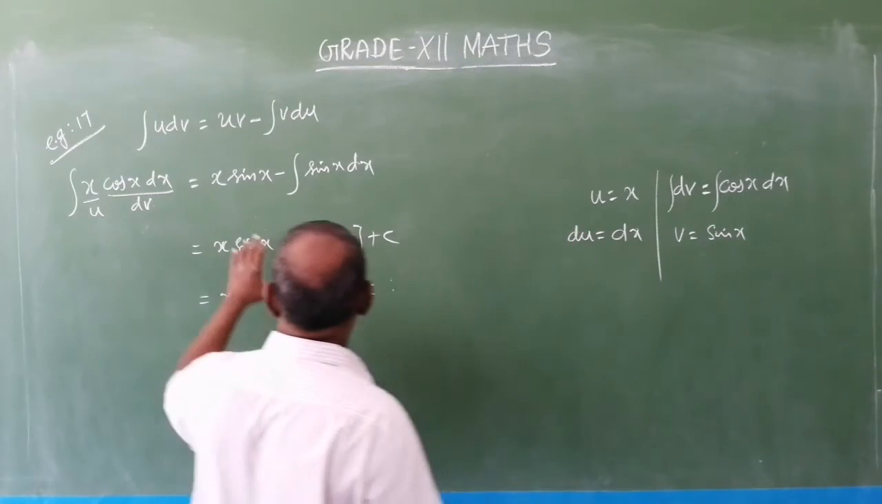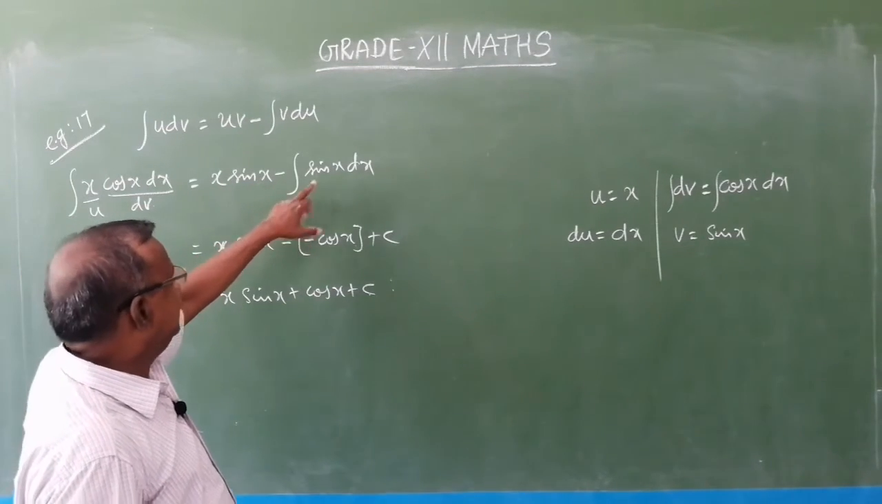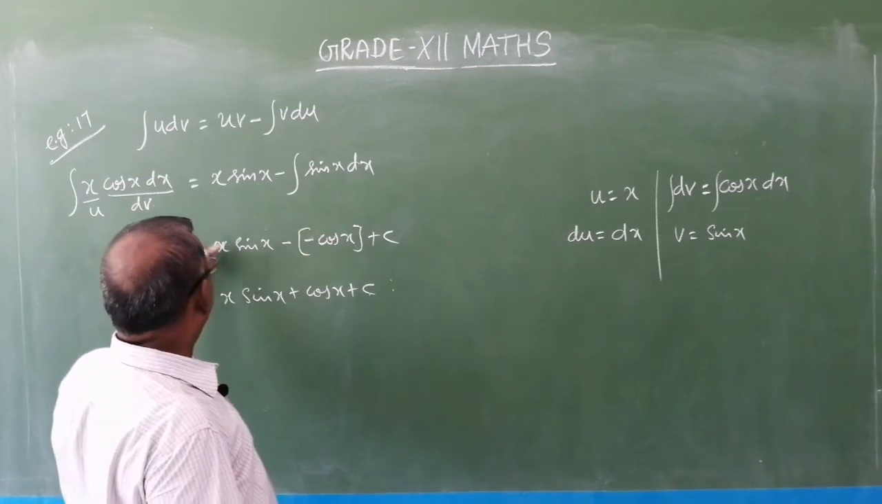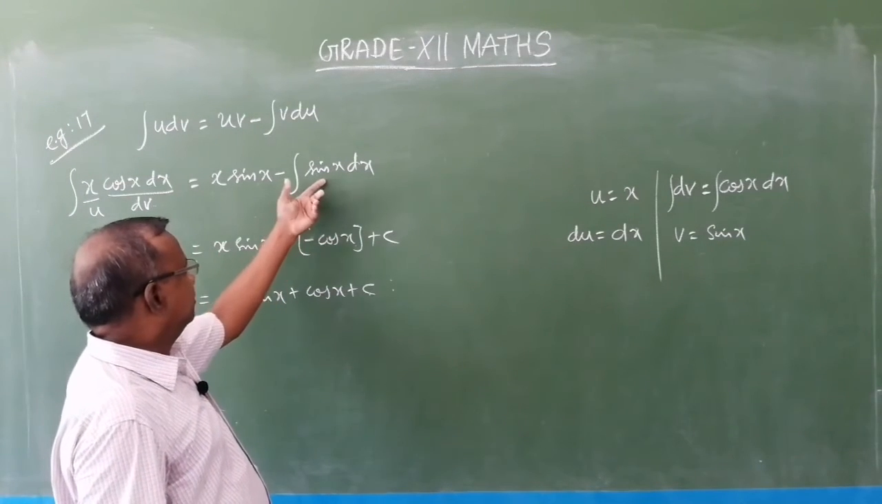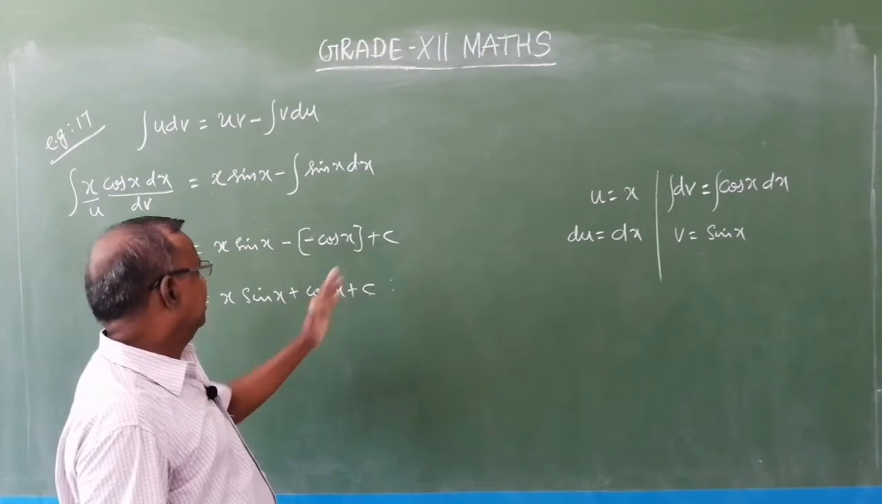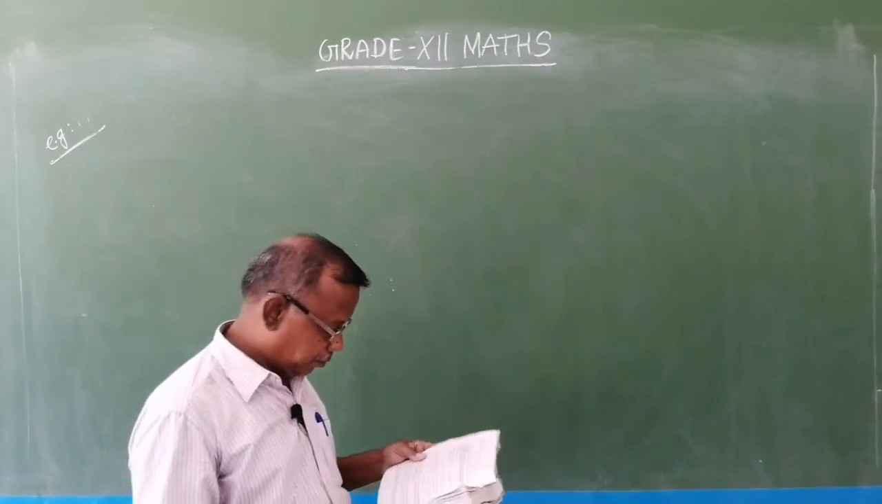So substituting all these values here, uv minus integral v du, that is v means sin x, du equal to dx. Now x sin x minus, of differentiating sin x, integrating sin x becomes minus cos x. So minus into minus plus c. So this is next, example 18.